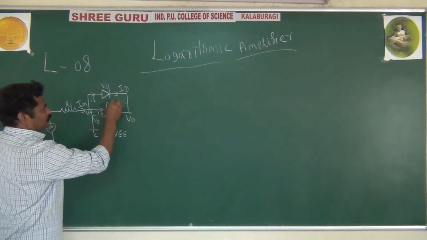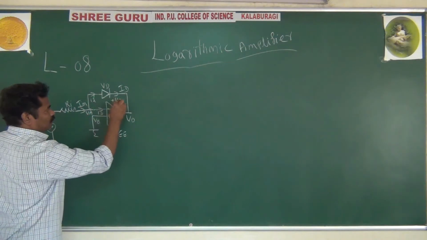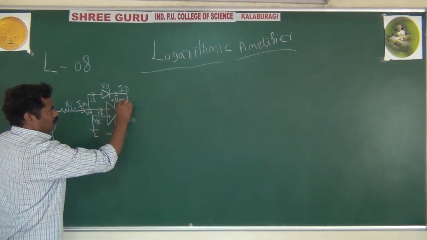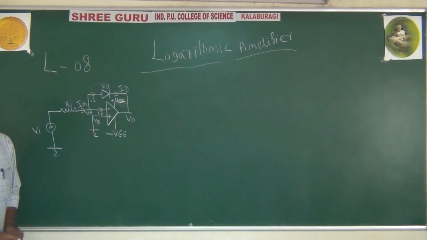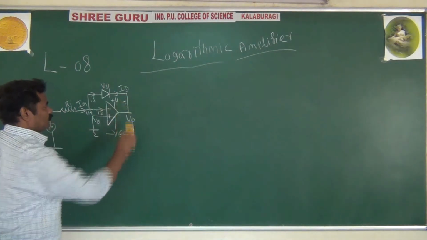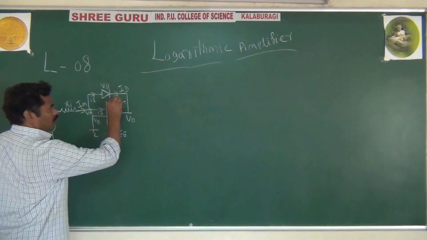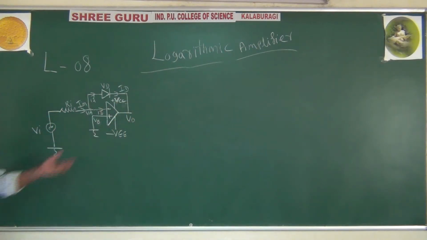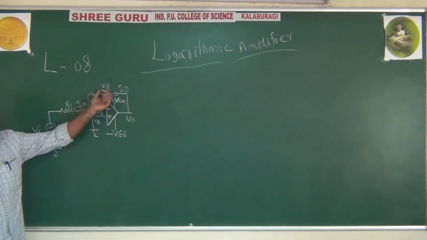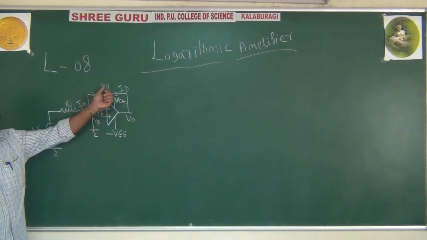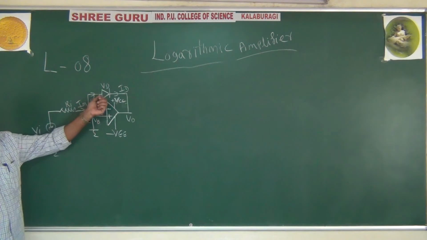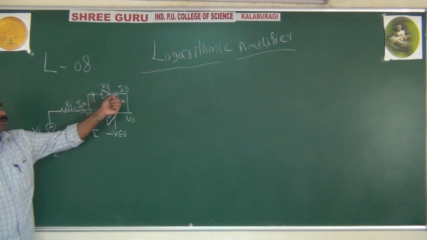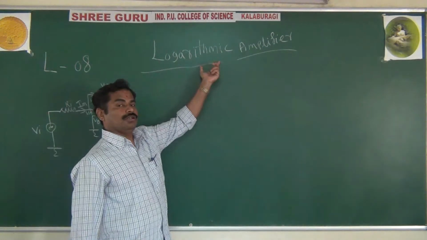You are using plus VCC. Look here, as I said already, only a small change. Everything is similar to the inverting amplifier. The only thing is, in the inverting amplifier you use the feedback resistor in the output side. You are using a resistor here. In case of the resistor, you are now using the diode. If we use a diode in the output or feedback path instead of a resistor, that type of amplifier is called the logarithmic amplifier.